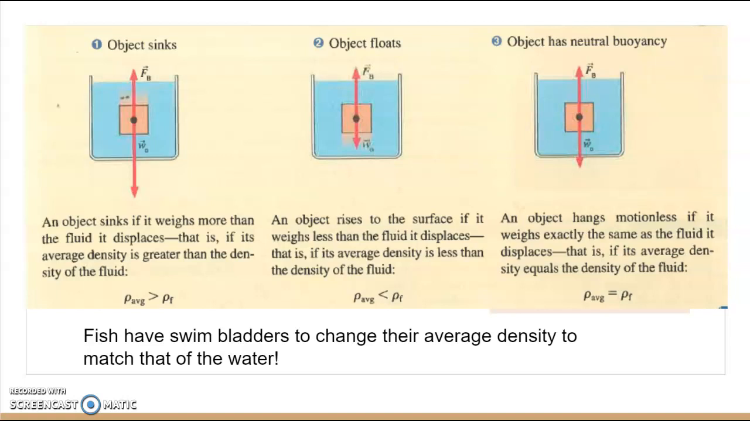Actually, fish use this to their advantage. Fish have something called the swim bladder, and while I'm not well versed in the biology behind how a swim bladder works, basically they can fill and reduce that swim bladder to increase and decrease their average density, which causes them to rise and lower in the water without having to actively swim with muscles and propel themselves. So I find that pretty interesting.